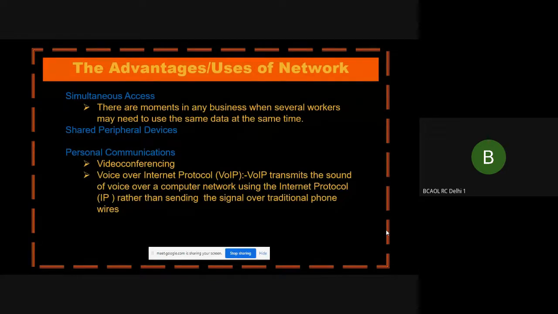Or personal communication. Personal communication means you can do voice over internet protocol, that is VoIP, which transmits your sound over a computer network using the internet protocol. Or you can do video conferencing nowadays, like we are also communicating through Google Meet, right? So for all these things, what will you use? The network. You can use it for simultaneous access, for sharing the devices, and for personal communication.